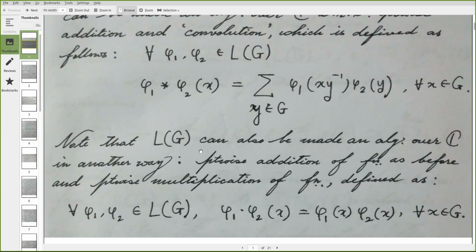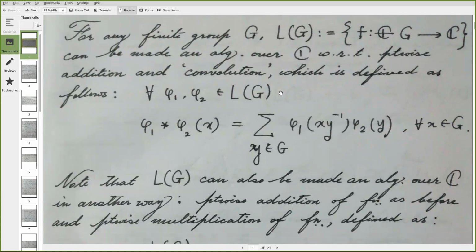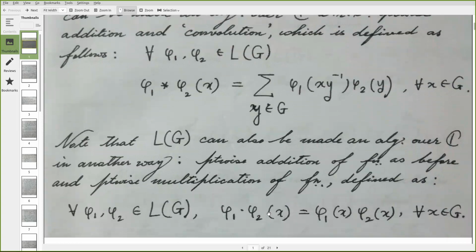Well, in order to be technically precise, whenever I am saying an algebra over C, I must mention the homomorphism from C to LG. In this case, the homomorphism is the following: every complex number alpha is sent to the constant map alpha. Whereas in the earlier case, the homomorphism from C to LG was the following: a scalar alpha is mapped to alpha times E1, where E1 is the function that takes value 1 at the identity of G and 0 elsewhere. So that's how we see that LG can be made an algebra over C in two ways.